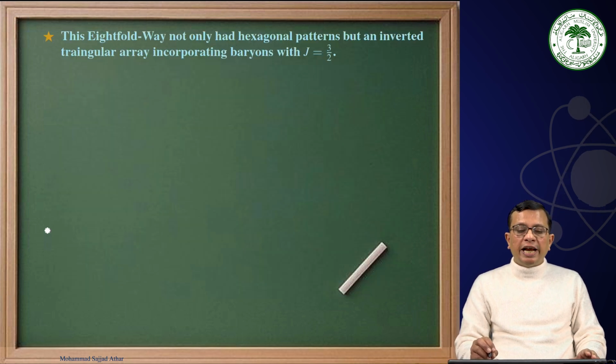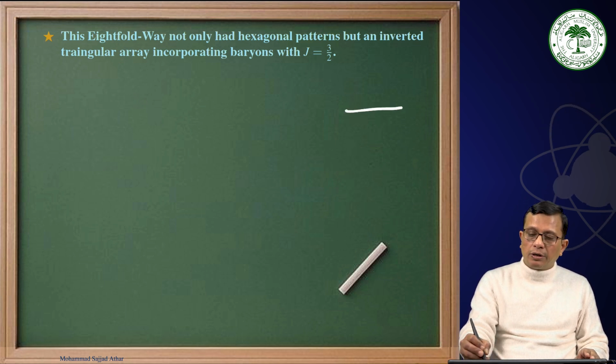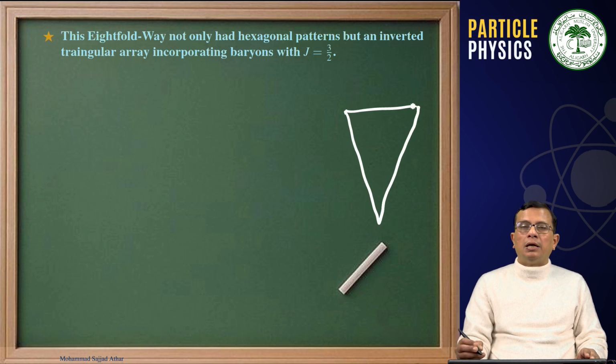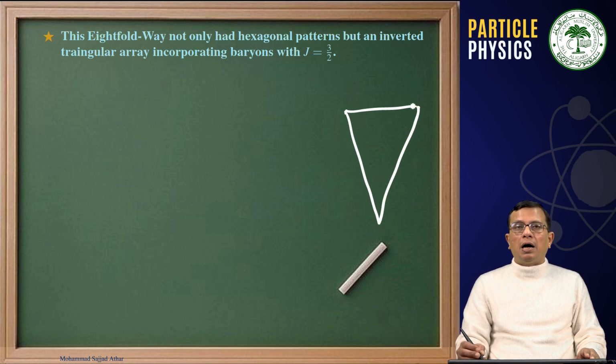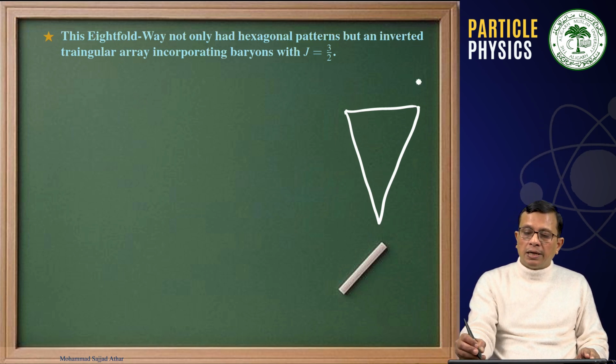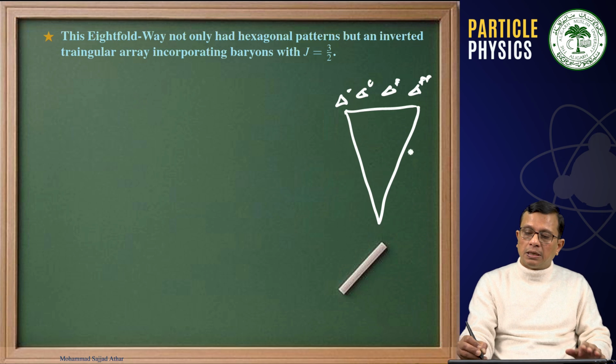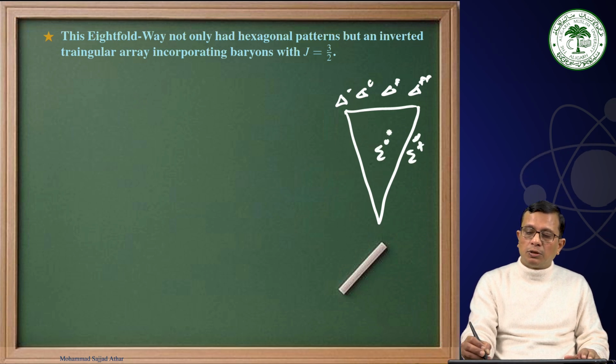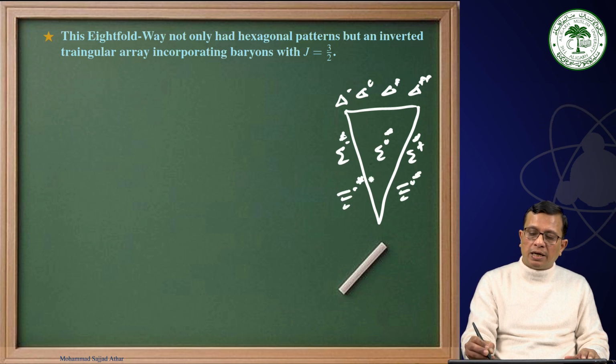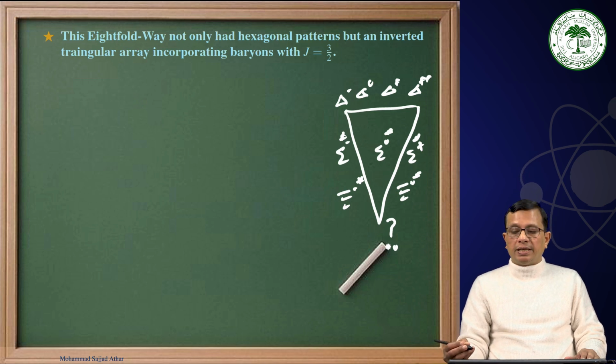Now, this eightfold way not only had hexagonal patterns, but an inverted triangular array incorporating baryons with J equal to 3/2. Therefore, not only did they plot the lowest lying baryons with spin 1/2 and the lowest lying mesons with spin 0, but they also had delta plus plus, delta plus, delta 0 and delta minus, sigma plus star, sigma 0 star, sigma minus star, cascade 0 star, and cascade minus star. And here the 10th particle was missing at that time.